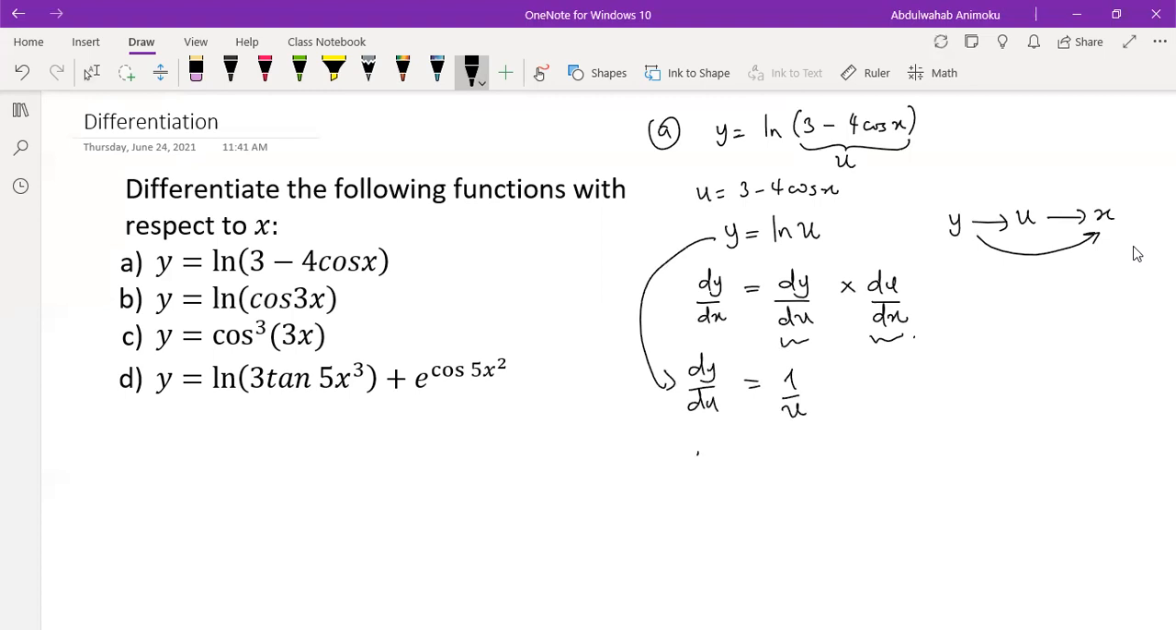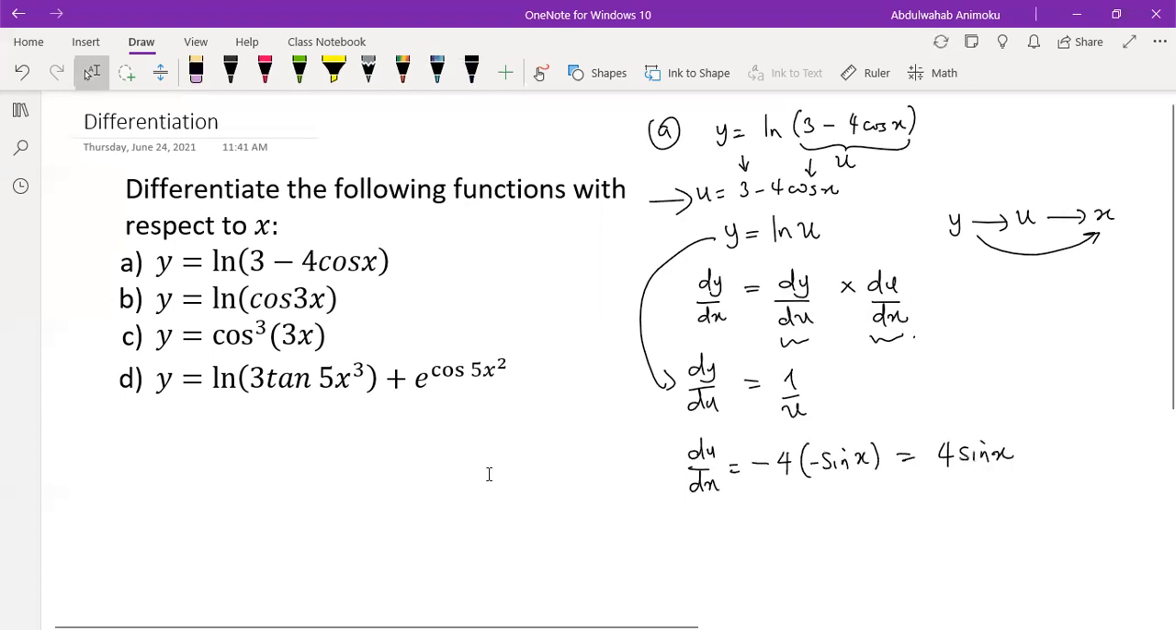What about du dx? du dx is the differentiation of this function. If you differentiate this with respect to x, the first term will be 0 because it's a constant. The second will be minus 4 multiplied by the derivative of cosine, which is minus sine x. So that gives you 4 sine x. Now you are ready to solve the problem. The solution is dy du, which is 1 over u, multiplied by du dx, which is 4 sine x.